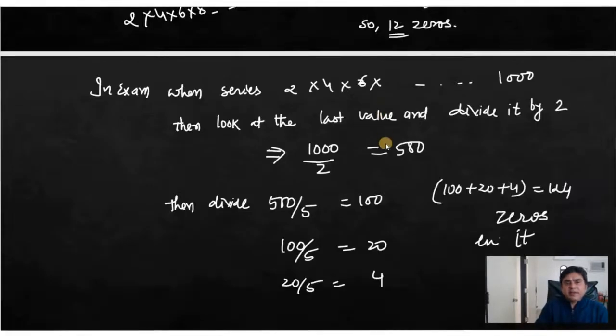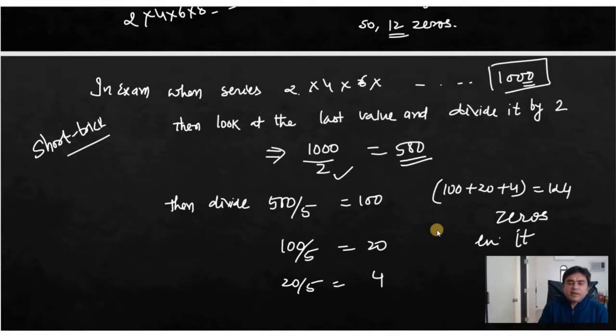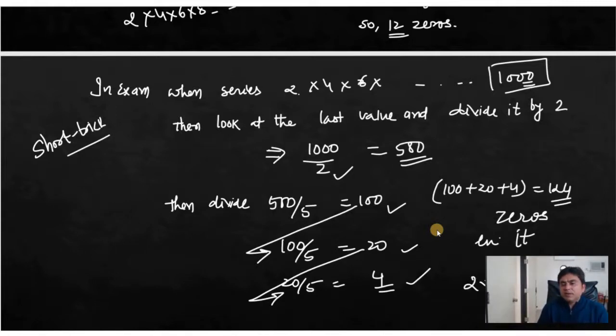In the exam, when the series comes like 2, 4, 6 till 1000, what you need to do is a short trick. Divide 1000 by 2, so you will get 500, and then come back to our original idea. 500 divided by 5 is 100. 100 again you divide by 5, it is 20. 20 again you divide by 5, it is 4. So it is 100 plus 20 plus 4, so it is 124. So there are 124 zeros in the series 2 into 4 into 6 into 8 dot dot dot into 1000.